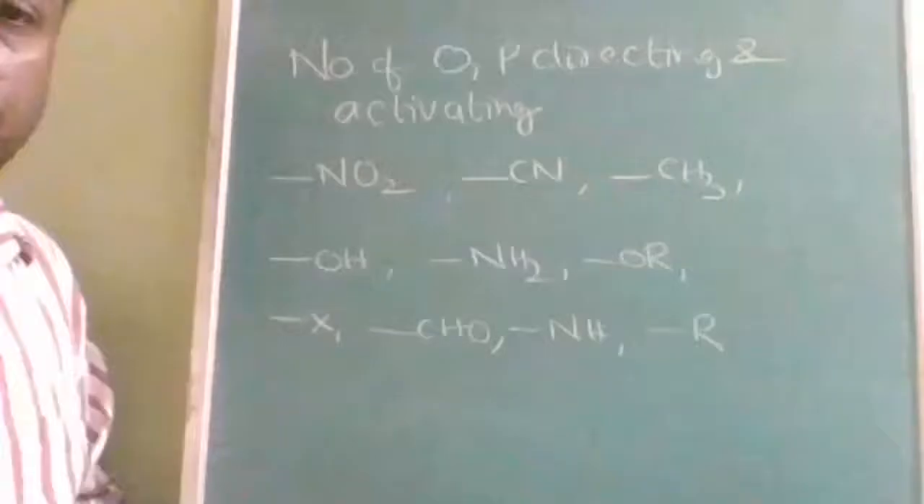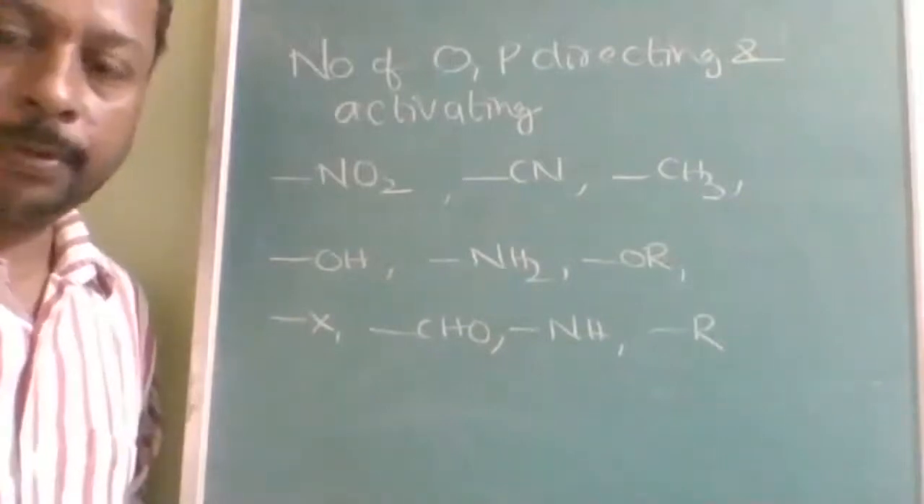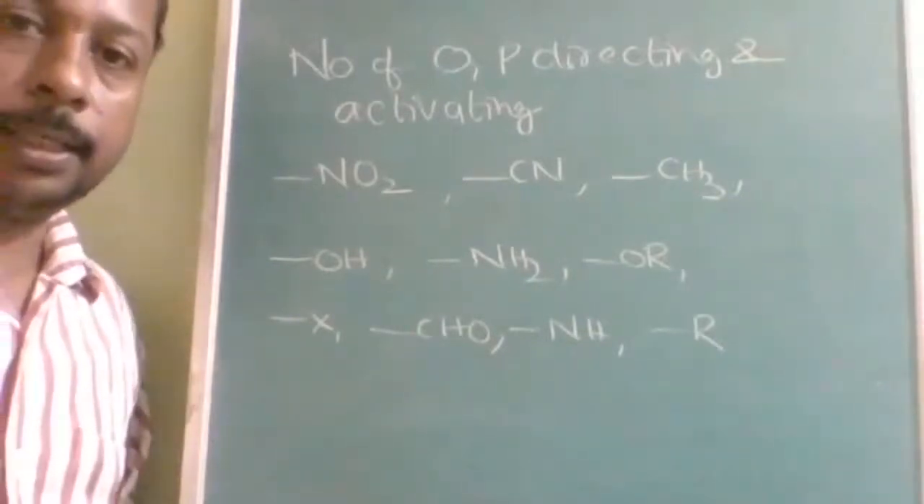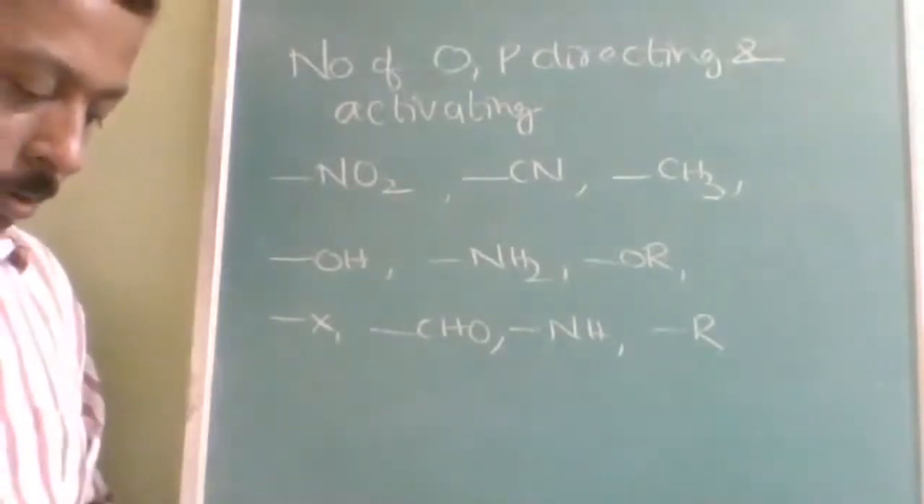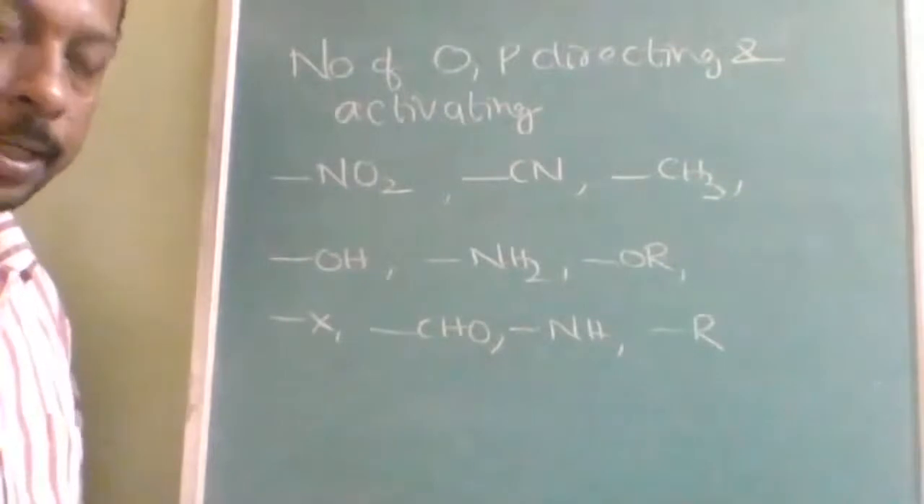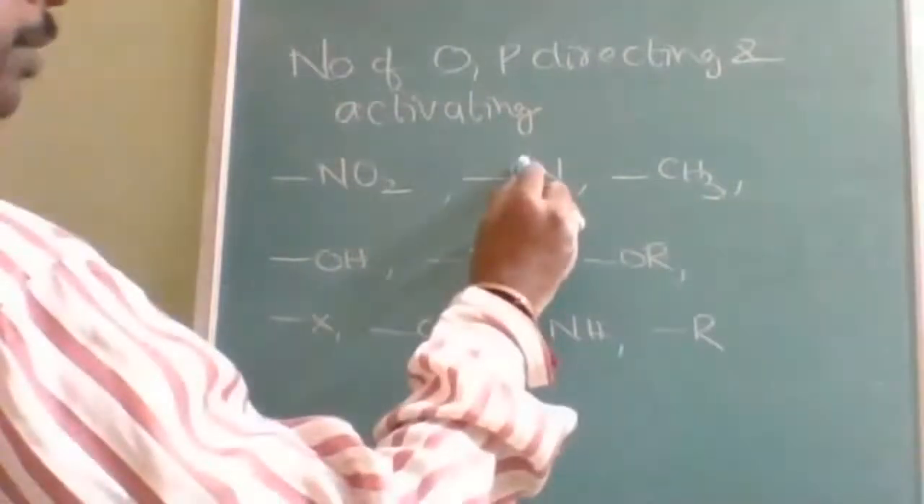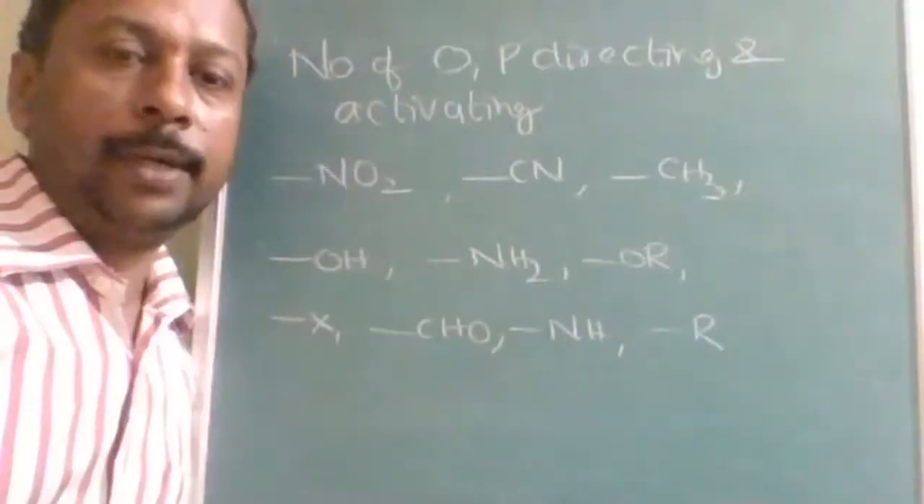Okay, you are given some groups. In this, you have to find out how many of them are ortho-para directing as well as activating. OP directing as well as activating. Number of OP directing and activating. Okay, this has a pi bond. Already one lecture is there on how to find out OP directing and activating, and what is meta directing and deactivating. There is a lecture in the Organic Made Easy series.